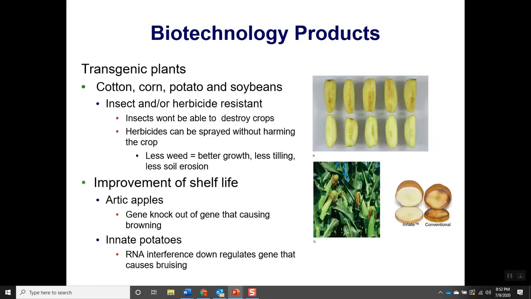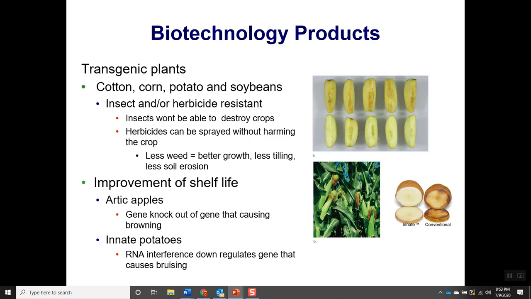Transgenic plants, corn, cotton, potatoes, soybeans, all of those are very commonly genetically modified. They can be genetically modified to be insect or herbicide resistant. So insects won't be able to destroy crops, and herbicides will not affect them. So that means we can spray our cotton field or our corn field or potatoes or soybeans, and that herbicide we spray will not kill the crop. It will just kill the weeds.